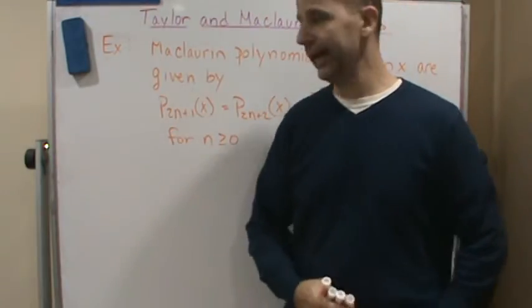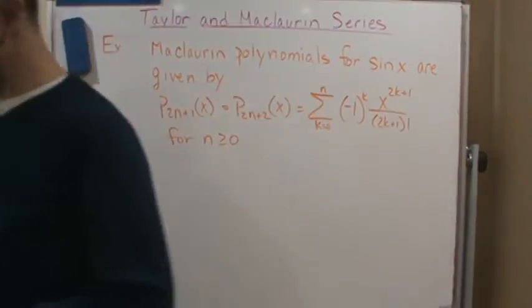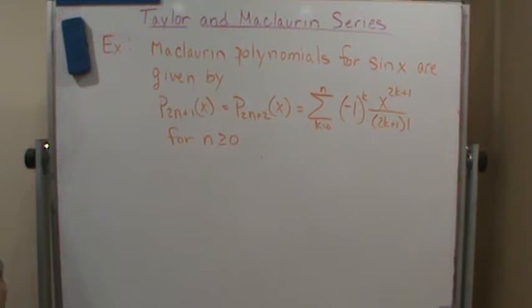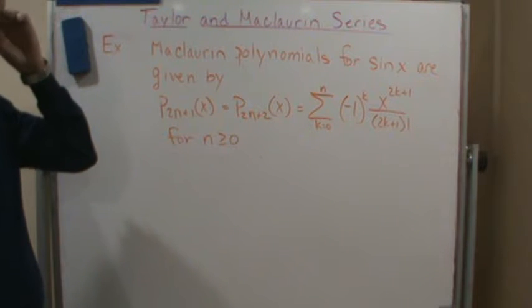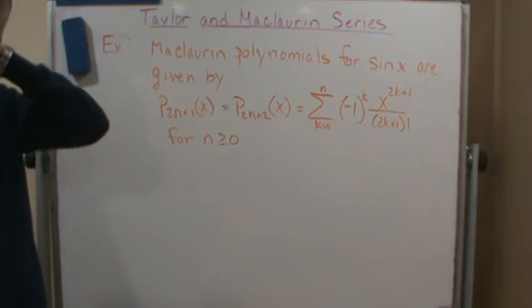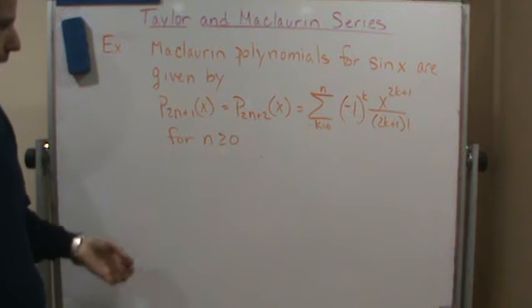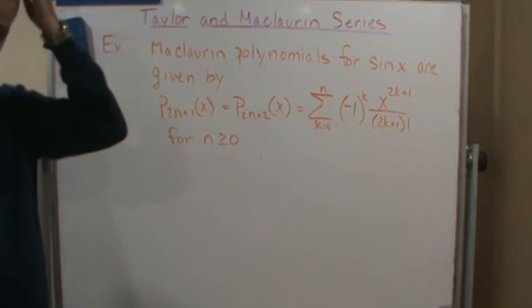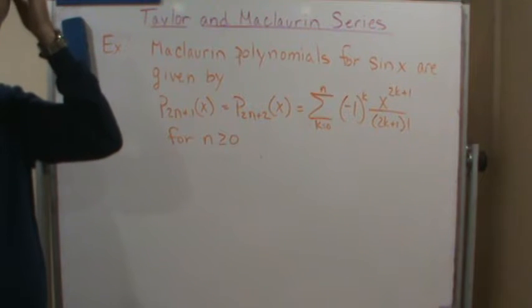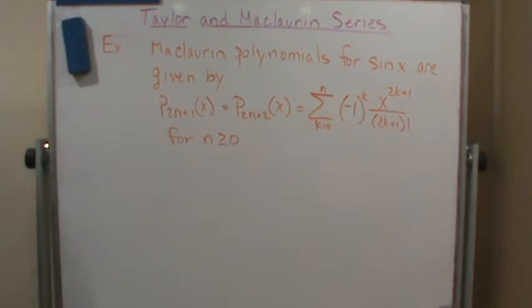Okay, so welcome back, and today we're going to do another example, but this time we're going to deal with Maclaurin polynomials. In this example, we want to find the fifth Maclaurin polynomial to estimate sine x, and then we also want to find the bound for it as well. So there are two parts.